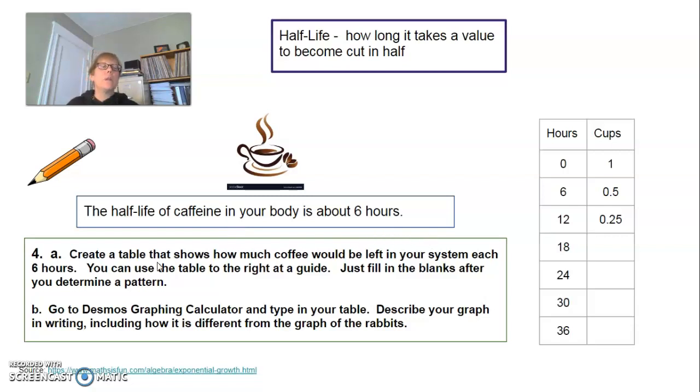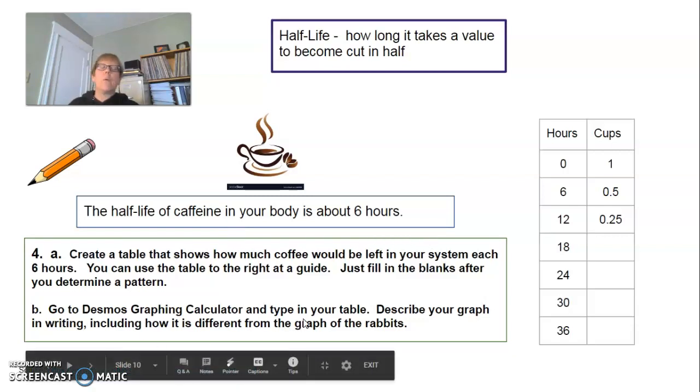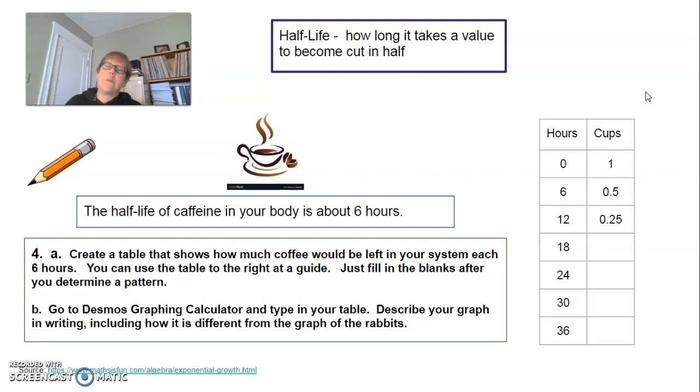All right, I'd like you to read problem 4, A and B. I want you to do both of these. I want you to use this table as a guide. All right, so pause the video. When you're ready, come on back.